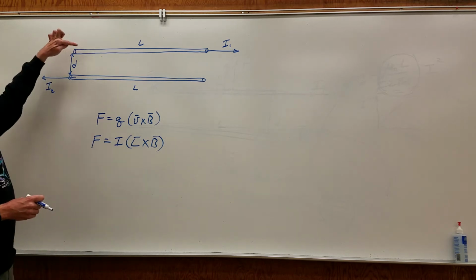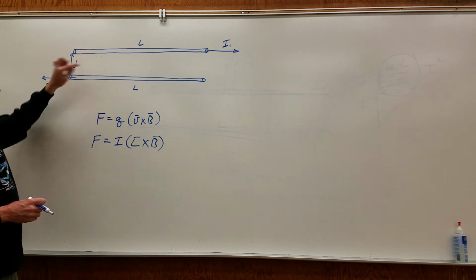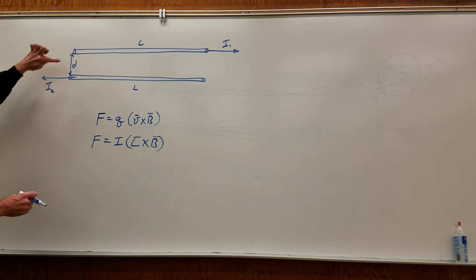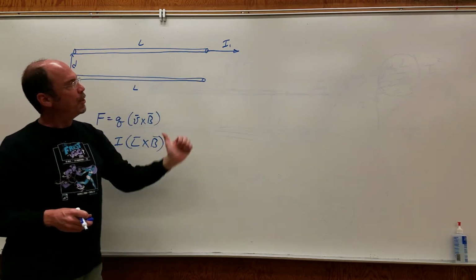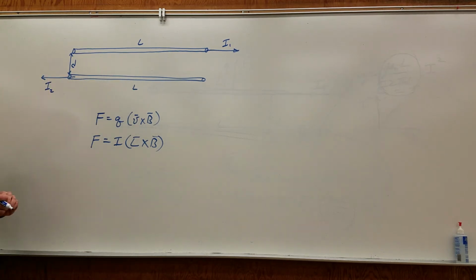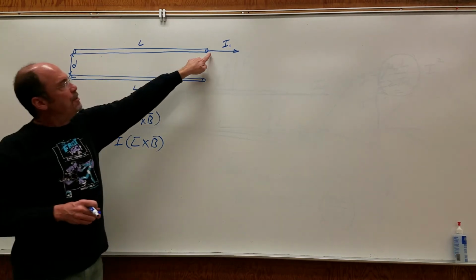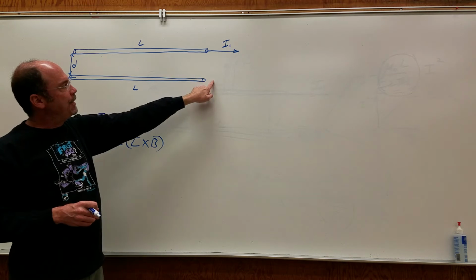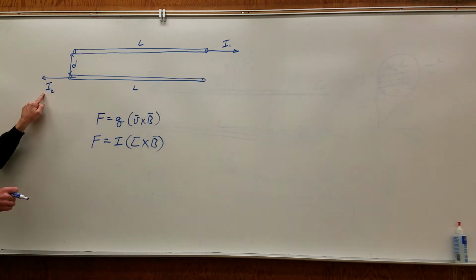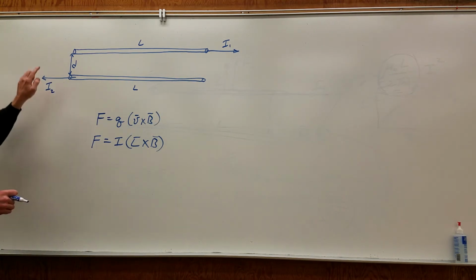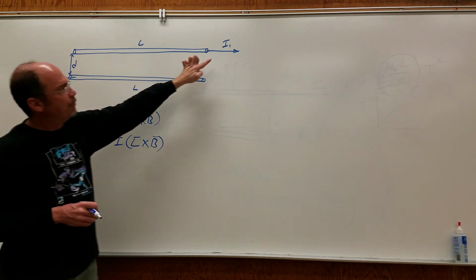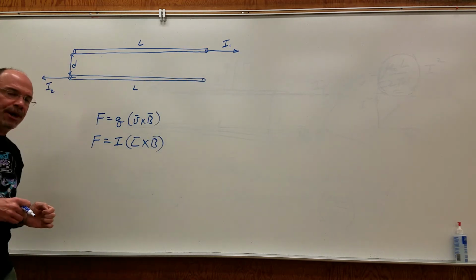So what I have here are two lengths of wire. They're the same length. They're parallel to each other, separated by a distance d. I've got a current flowing this way that I'll call I1, and a current flowing this way that I'll call I2. I1 produces a magnetic field down here, which this current will interact with. This current produces a magnetic field up here that this current will interact with. So there'll be two forces of interaction.